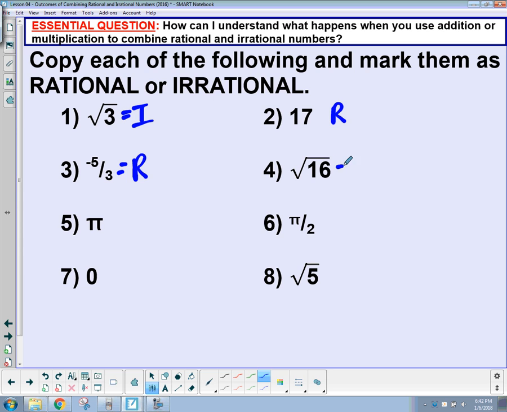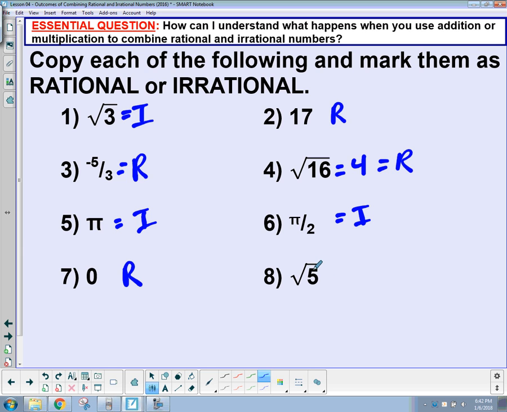Square root of 16 is 4, so that means that's rational. Pi, we discussed that in class, it's irrational. Pi over root 2, that's irrational divided by rational, guess what? Irrational. 0 is an integer, so that's rational.